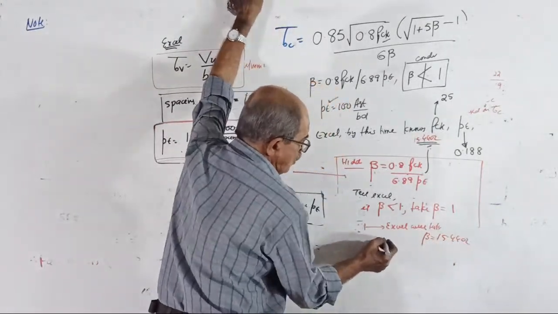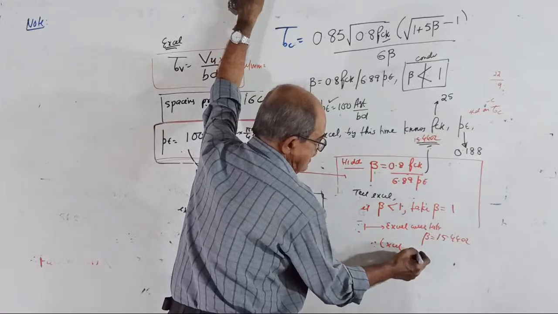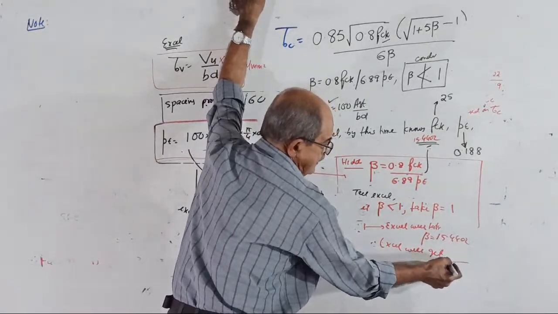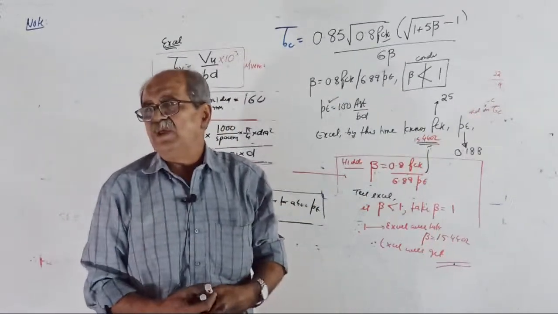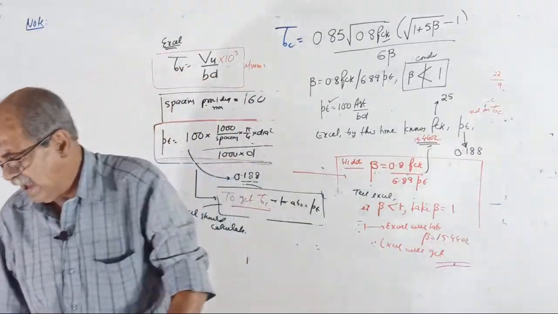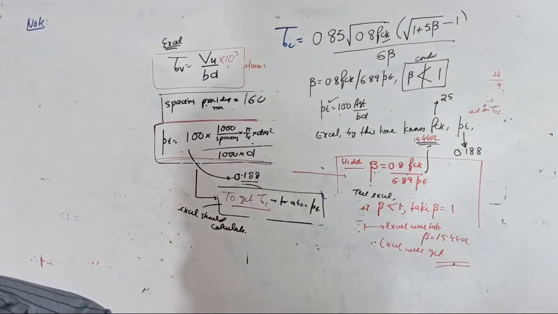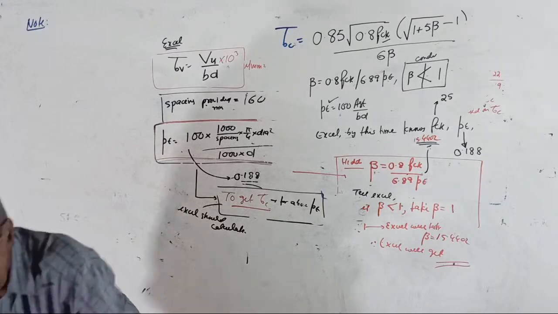Therefore, Excel will get what value? Tell me. Excel will get what value? So Excel will automatically get what value? Table is not required for that. Excel will get the tau c value.